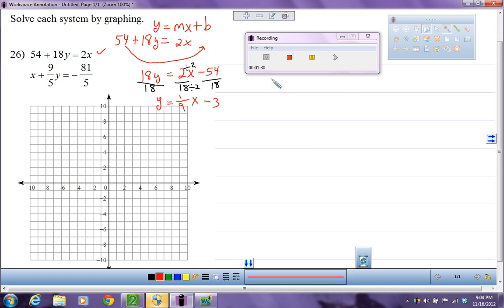If you look at it, you can do many different things. One easy thing would be they both divide by 2, so that would be 9 on the bottom, and the 54 becomes 27. And then pretty much right here you can see that that's a 3. Okay. So this would be my starting point, which is my b, or my y-intercept. My slope is 1 over 9.